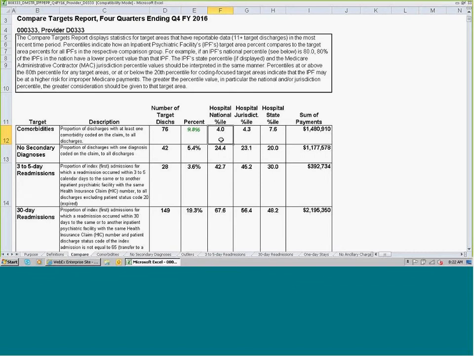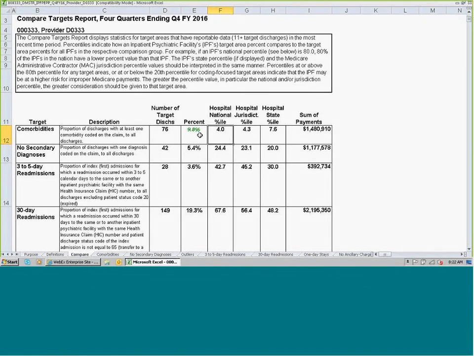So remember, when we calculate the percentiles, we take the target area percent for all of the IPFs in the comparison group. So here we're looking at all IPFs in the nation. And we order those target area percents from highest to lowest.